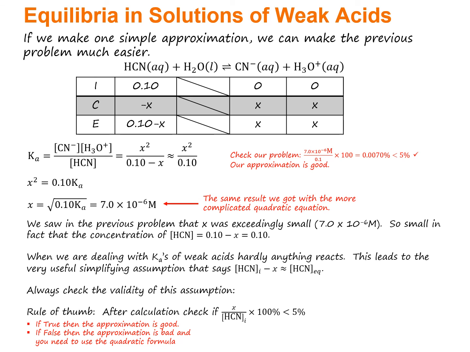So we had 7 times 10 to the minus 6, and I do that over 0.1 molar, and then I have to multiply by 100. And what I end up with there is 0.007%. Still an incredibly small number, and that is much smaller than 5%. So the math checks out. This was a perfectly good assumption. And we're going to do that check on a number of problems to make sure that this assumption is good. Remember, if it's greater than 5%, then we have to go ahead and use the quadratic.